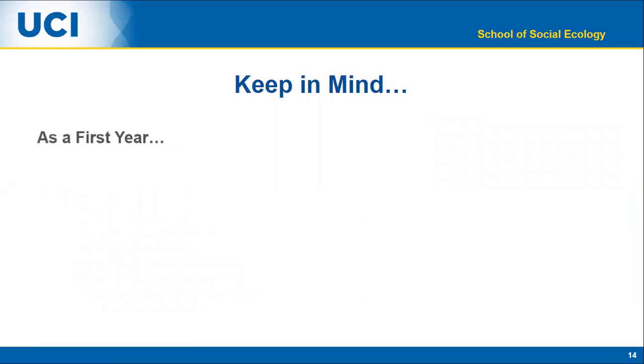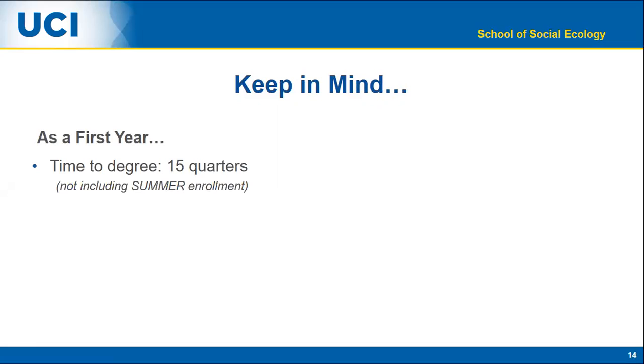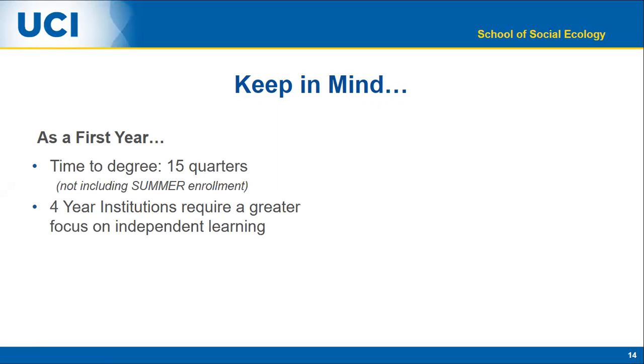Some things to keep in mind. As a first-year student, we give you the full 5 years to graduate. This has nothing to do with summer. This is just fall, winter, spring. We give you 15 quarters if you want 15 quarters to graduate.